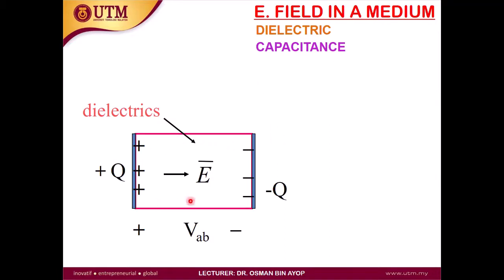When we have an electric field inside our capacitor, there will be a potential across the capacitor, which in this case is VAB. If we want to determine the value of the capacitance, it is basically equal to the magnitude of charge, normally taken at the positive charge, divided by the potential across the capacitor. So Q divided by VAB.